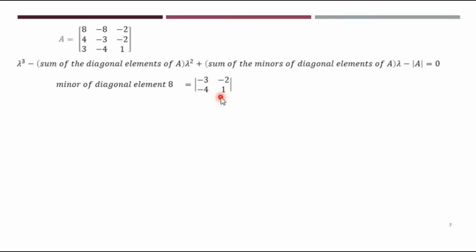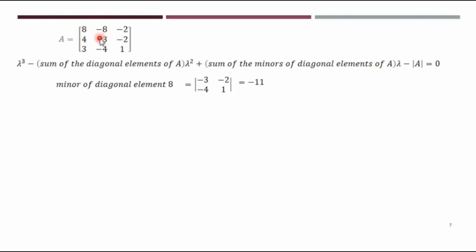And if I open this determinant, what will be the answer? Determinant, everybody knows how to solve, right? So -3 into 1 minus of -4 into -2. So what will be the answer? -11. Correct. Minor of the diagonal element 8 is -11. So what have we done? To calculate the minor, we have neglected the column and the row corresponding to that diagonal element.